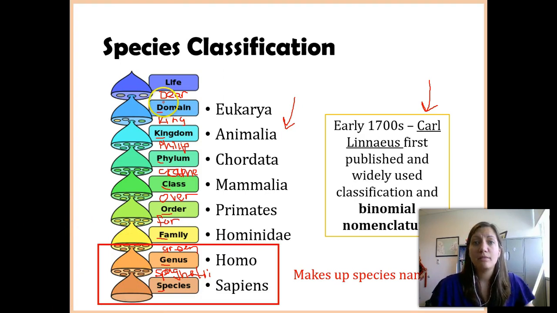But knowing that domain being the biggest, it has the most number of organisms in it, and the species is just one organism. Once you go all the way through this classification, there'll be one organism left.